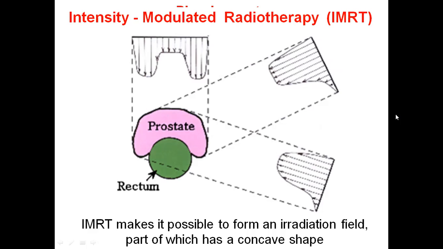In that position of the gantry where the target thickness is more than the beam can pass, the intensity of irradiation increases. Where the target thickness is reduced, the beam power is also reduced. Intensity modulated radiotherapy makes it possible to form an irradiation field, part of which has a concave shape.